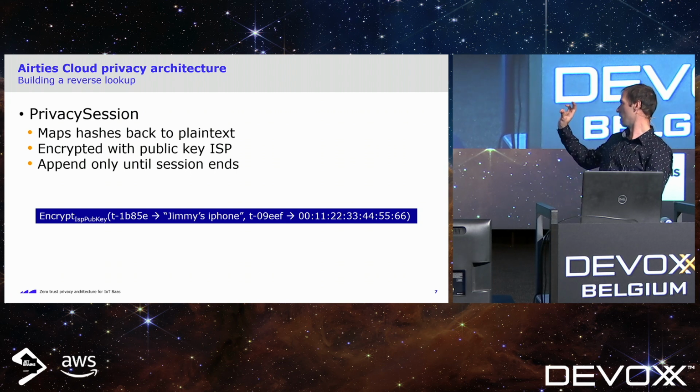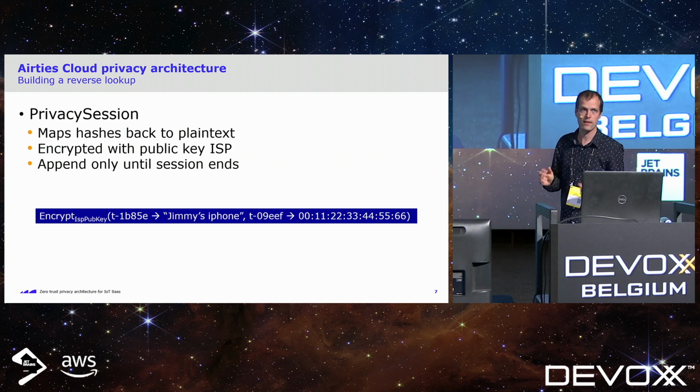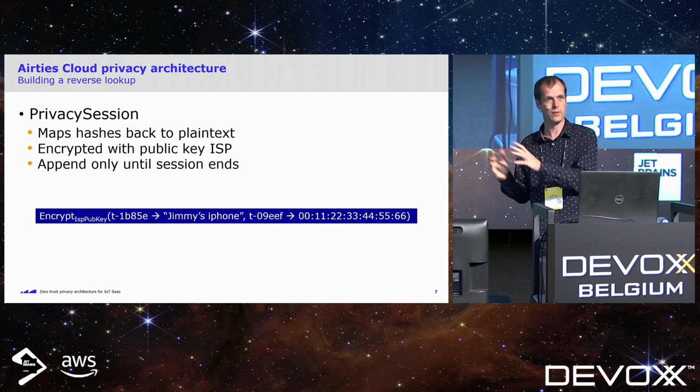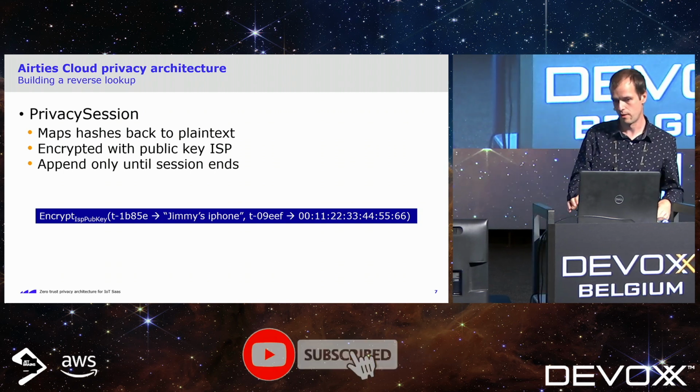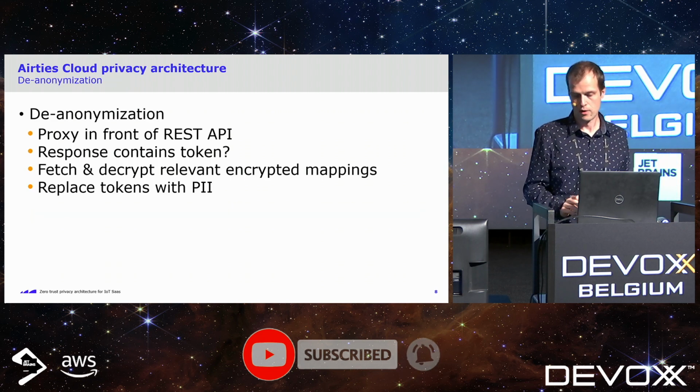So we use asymmetric encryption, so this means that the one who encrypts the data is not able to decrypt it. For that, you need the private key.